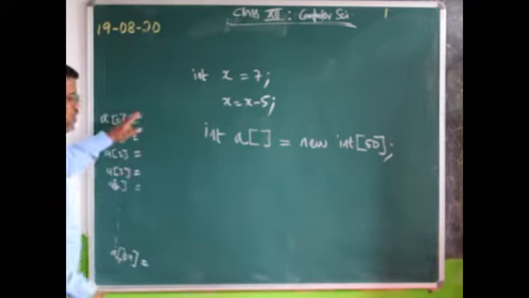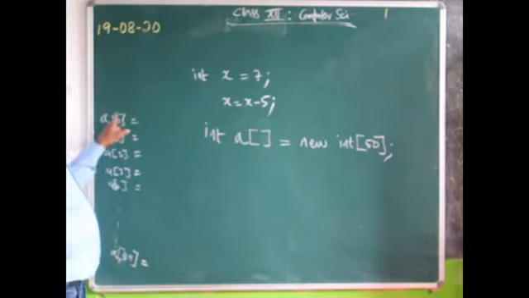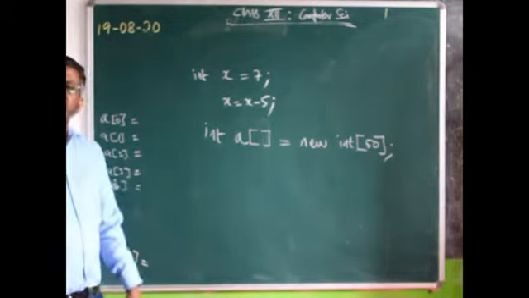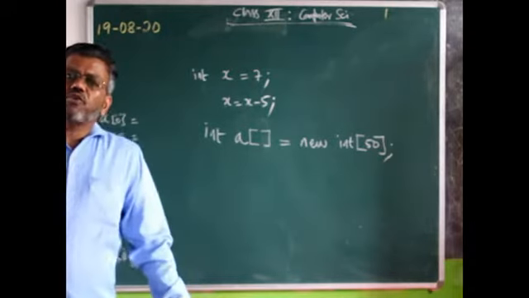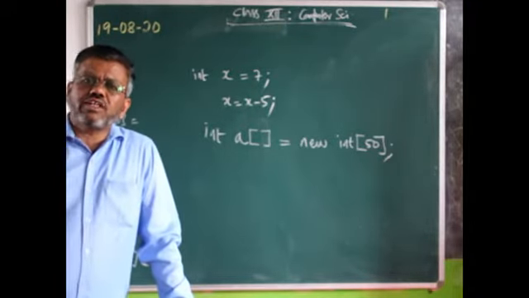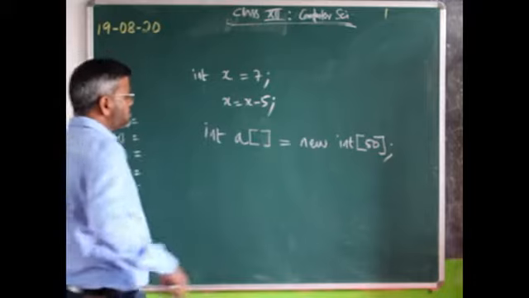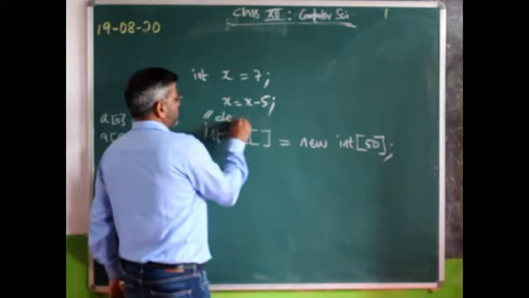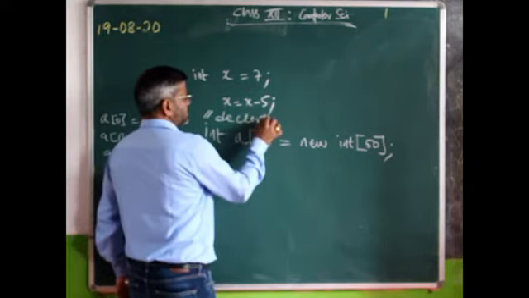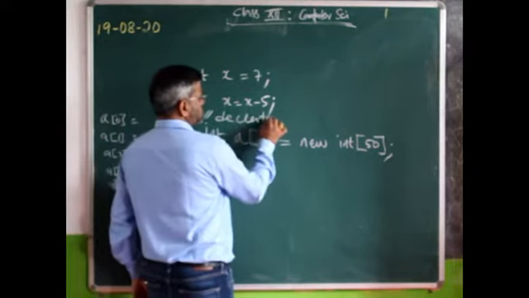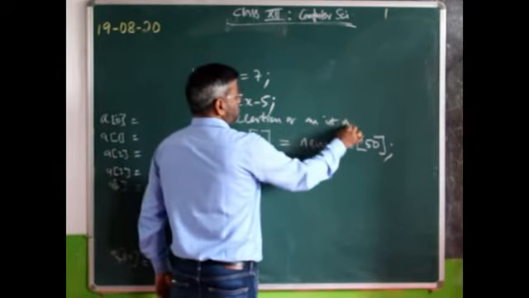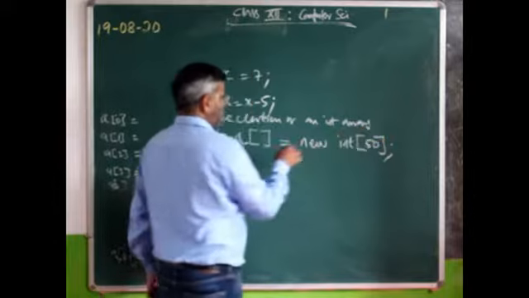Whatever value you give, the first value will be stored in A of 0. The second value will be in A of 1, the third value in A of 2, A of 3, like this. How many values will it accept? 0 to 49 means how many values are there? 50 values. This is called declaration of an integer array. Do you understand?